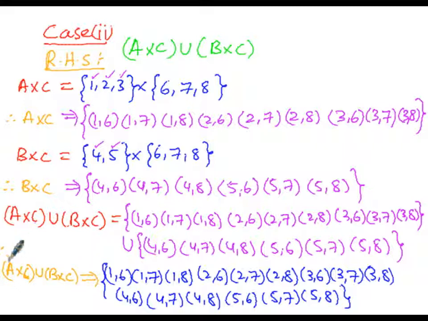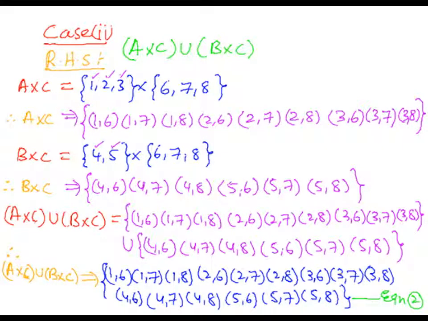Therefore A cross C union B cross C is equal to the set consisting of these elements, that is 1 2 3 4 5 6 7 8 9 10 11 12 13 14 15 elements are there in this set of A cross C union B cross C. Let us write this as equation number 2, which we got from case number 2. But let us observe equation number 2 as well as 1.